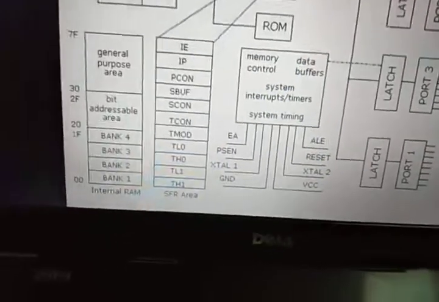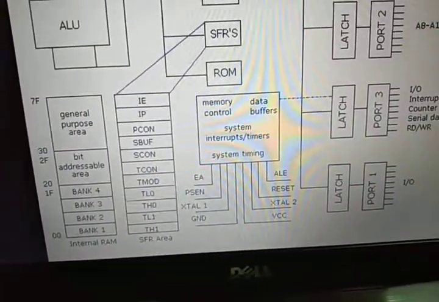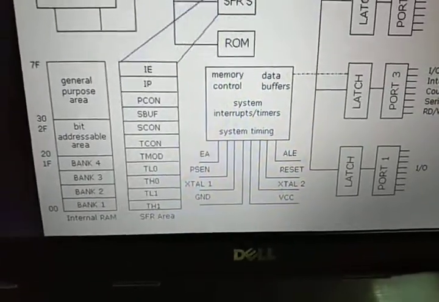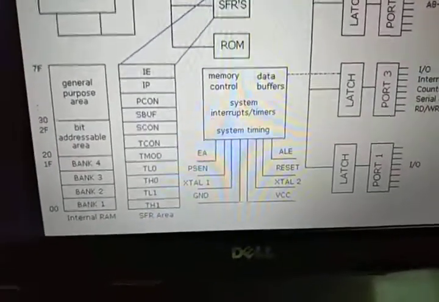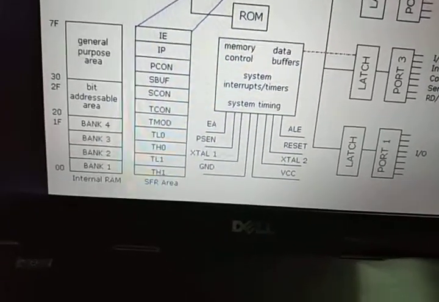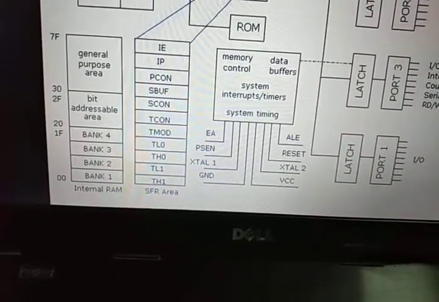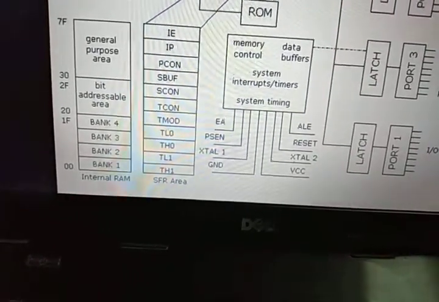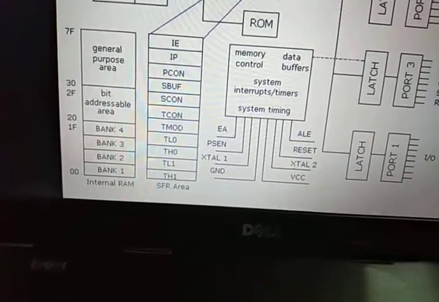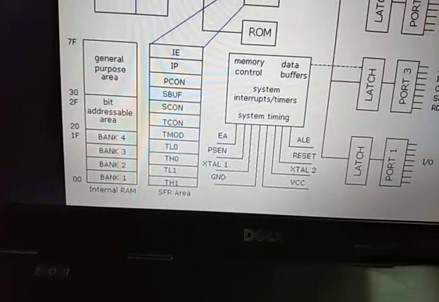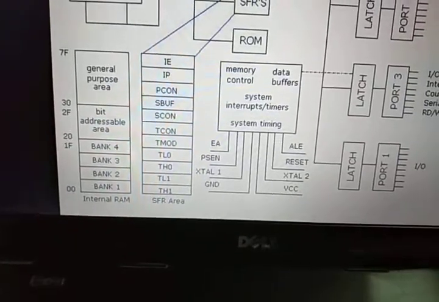And these are the special function registers, SFRs. We have two interrupt related registers, IE and IP. IE stands for interrupt enable, IP is the interrupt priorities. Then there is a power related register, PCON, power configuration. Related to serial data transfer, there are two registers, the serial buffer SBUF and the serial configuration register.